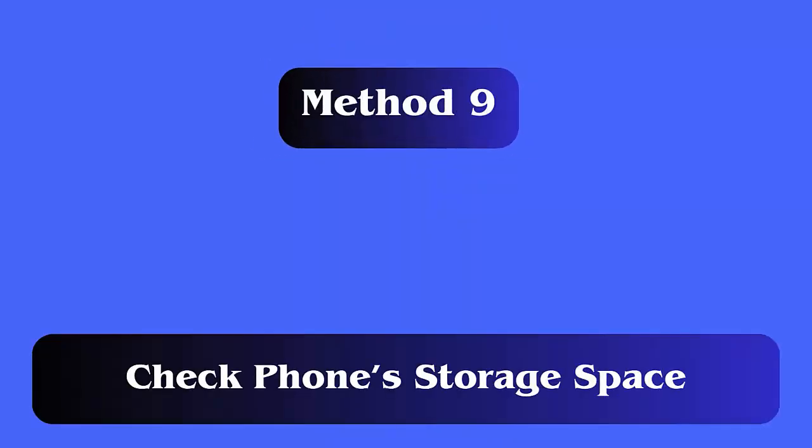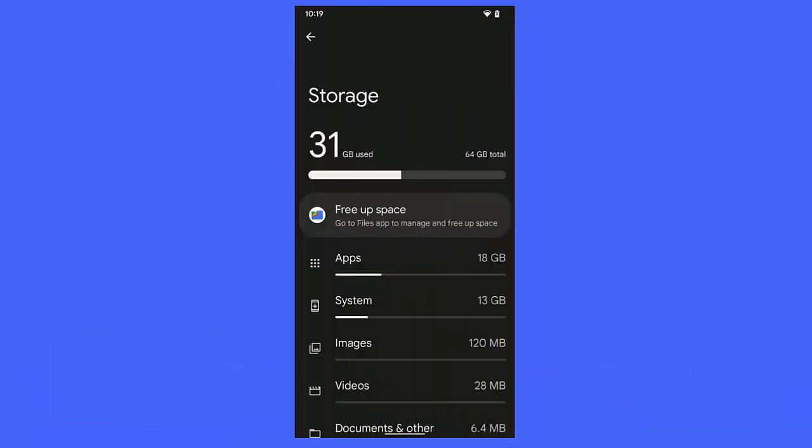Method 9. Check phone's storage space. Check if your device is running out of space, as less storage can also make you suffer from several issues like "something went wrong" error in Messenger. So you should remove all unwanted files to make space.